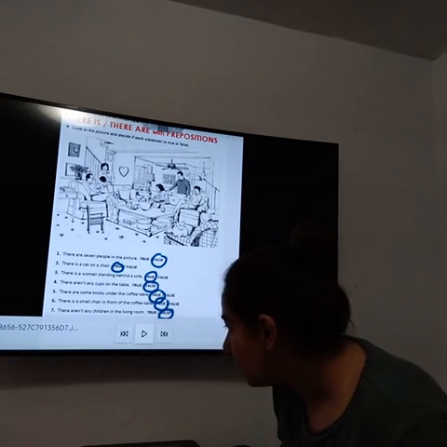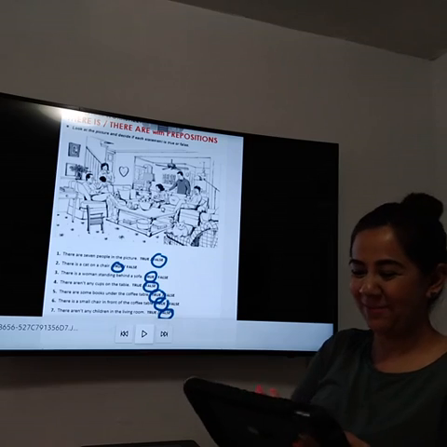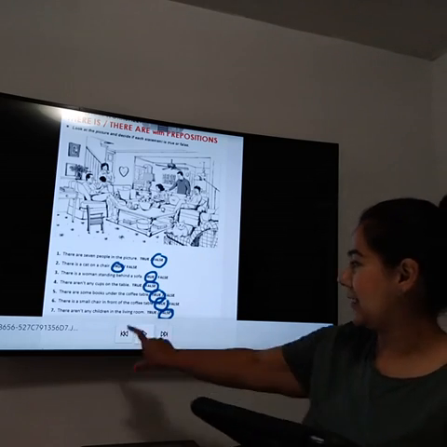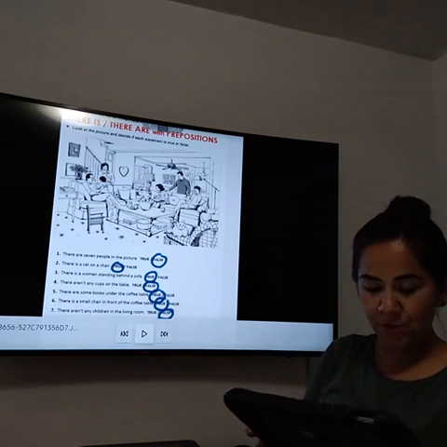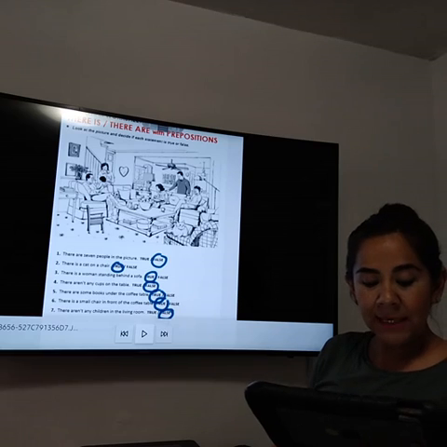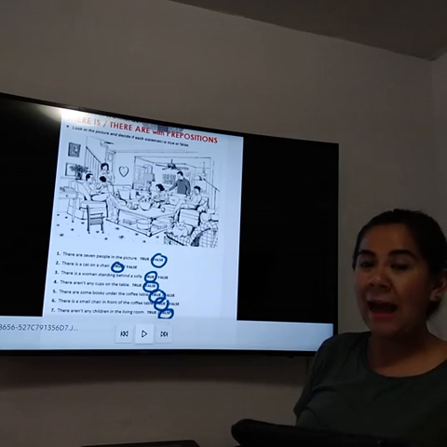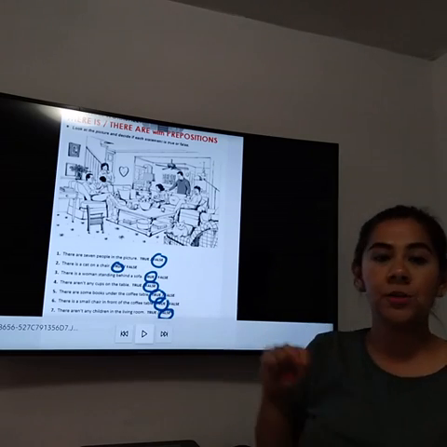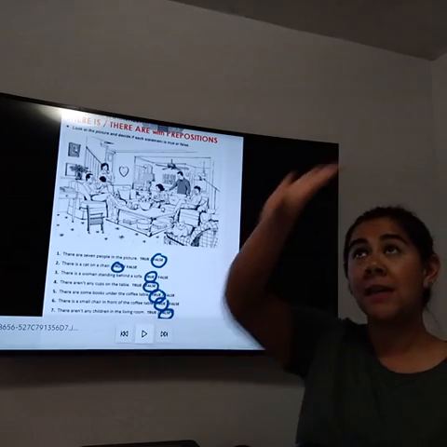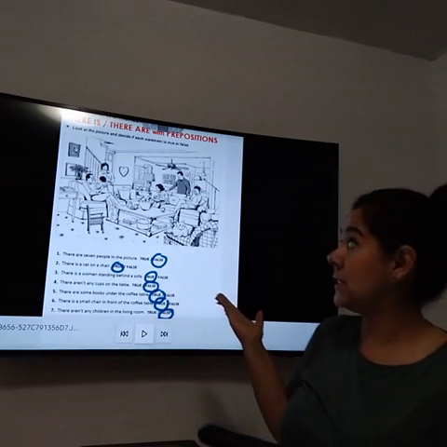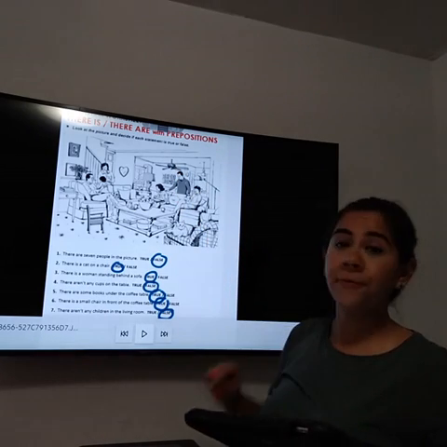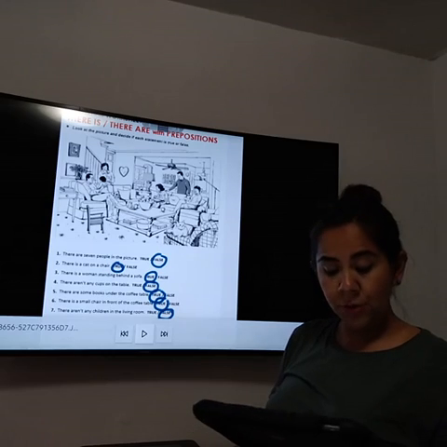Number 9. I cannot read it. Let me check it from my pictures right here because this frame is always covering the answers. Number 9. There is a fan in the picture. A fan is something that you use when the weather is so hot. You turn on the fan. You can have it on the table or on a wall. So is there any fan in the picture? Yes, right here there's a fan. So the answer is true.